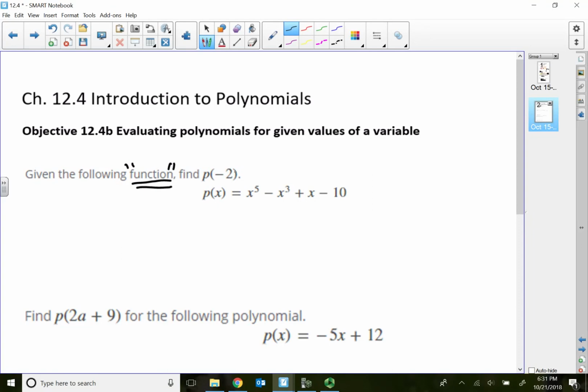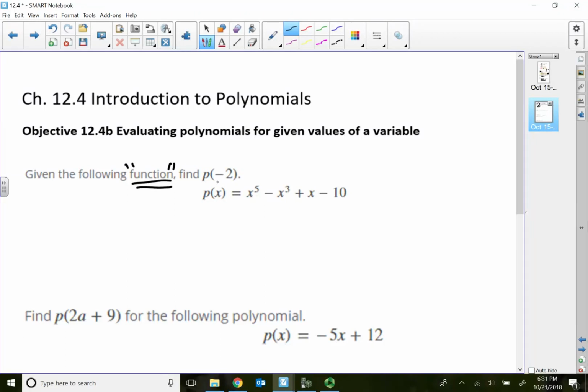So for right now, I would just like you to take a look at finding p of -2. Let's just say p stands for polynomial. The x in the parentheses means my polynomial is using variable x. So here's my polynomial. This is very similar to what you may have done back in module 8 and module 11, where we substitute a numerical value for a variable.